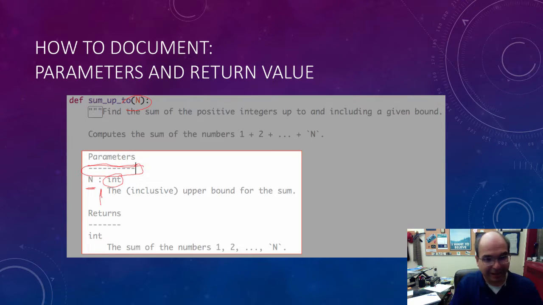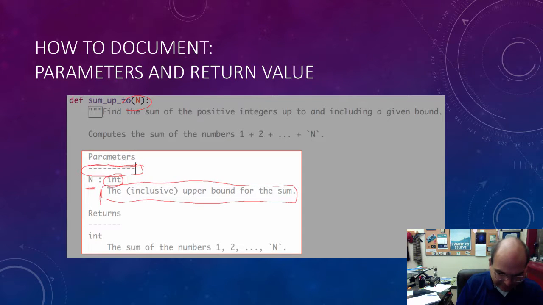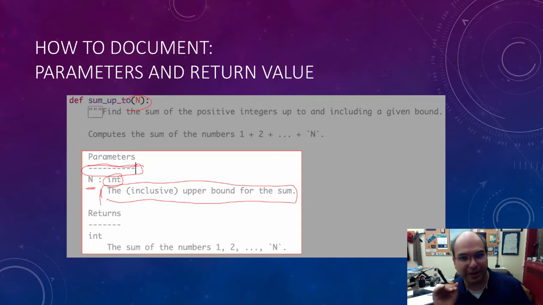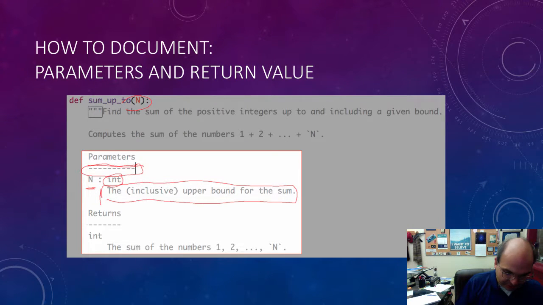And then in the next line we indent, and then in the next line we give some kind of a description of what that parameter is. That's supposed to be the upper bound for the sum. N is inclusive, by the way, so we go up to including n. Okay. Below that we say returns, right?